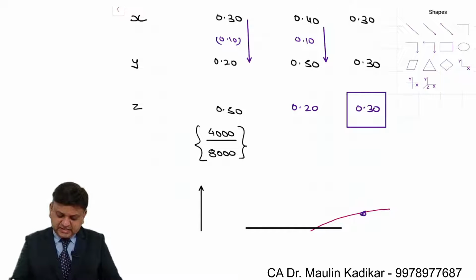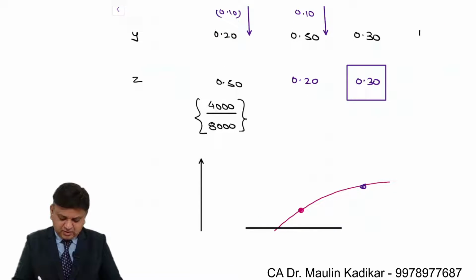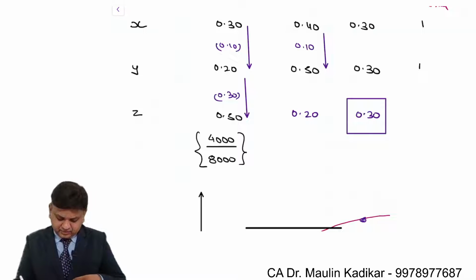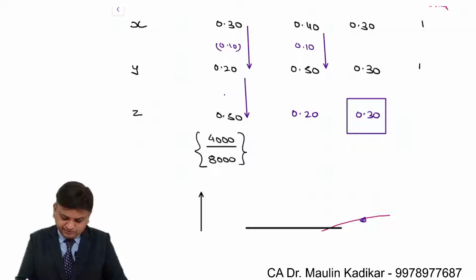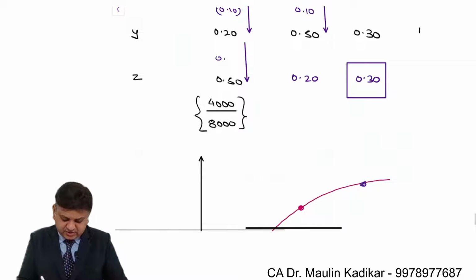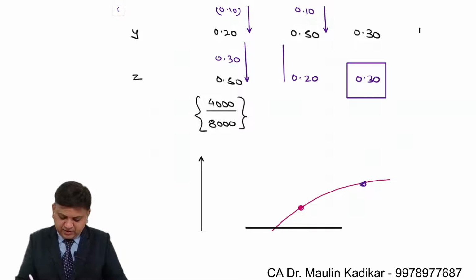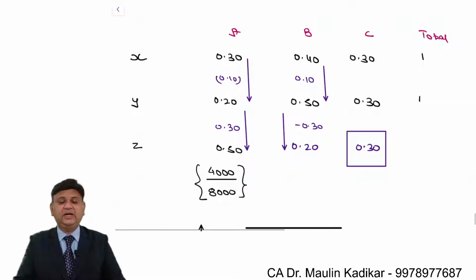So we can say directly that if this reduces by 0.30, then this increases by 0.30. And in that case, if this increases by 0.30, this will reduce by 0.30. That is also the way we can directly understand how the answer can be calculated.